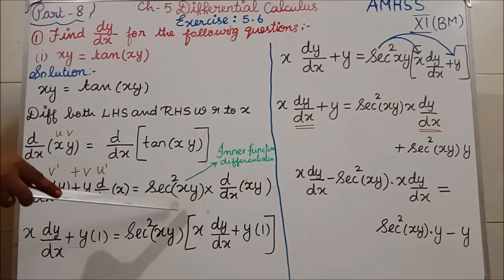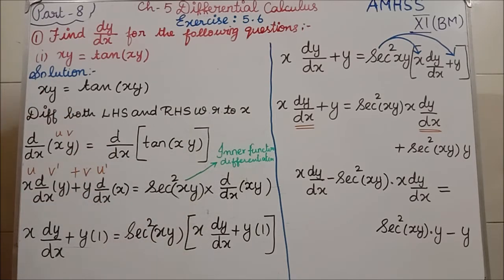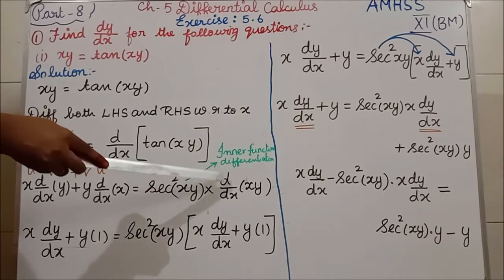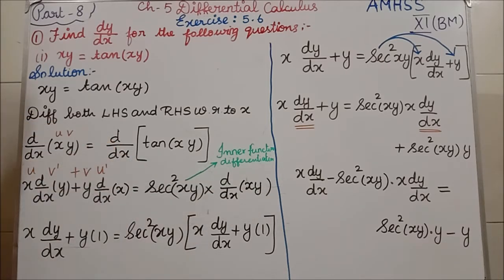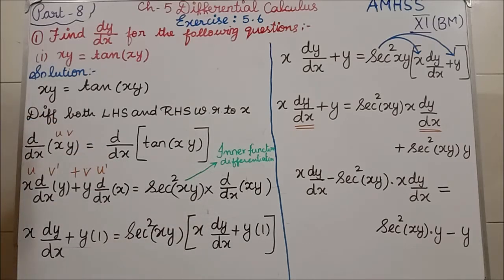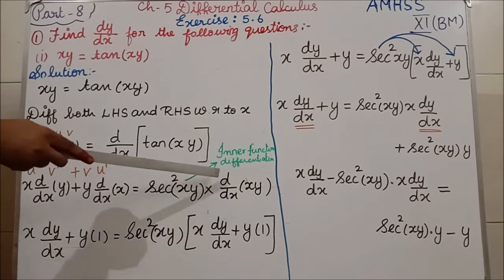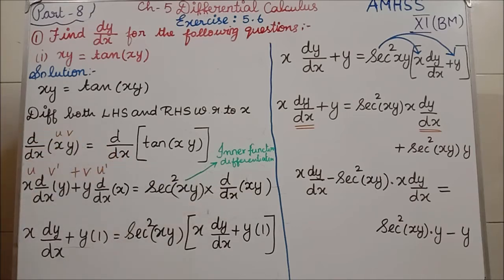But in the bracket, one more time you have to differentiate, so that only d by dx of xy. This xy we are differentiating with respect to x, inner function differentiation. This type is called chain rule. x dy by dx plus y into 1 is y only. Next step, secant square xy, I have written d by dx of xy differentiation is what?